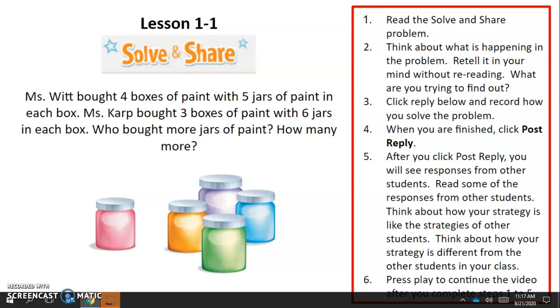Step 3, you're going to click reply on the discussion box and record how you solved the problem. Please make sure it's very explicit and step by step. When you are finished, click Post Reply. After you post your reply, you'll be able to see responses from other students. Read some of the responses from other students and think about how your strategy is like the other strategies of our students, or think about how your strategy is different from the other students in our class. After you complete steps 1 through 5, press play to continue the video. At this time, you should pause the video to solve your solve and share question.